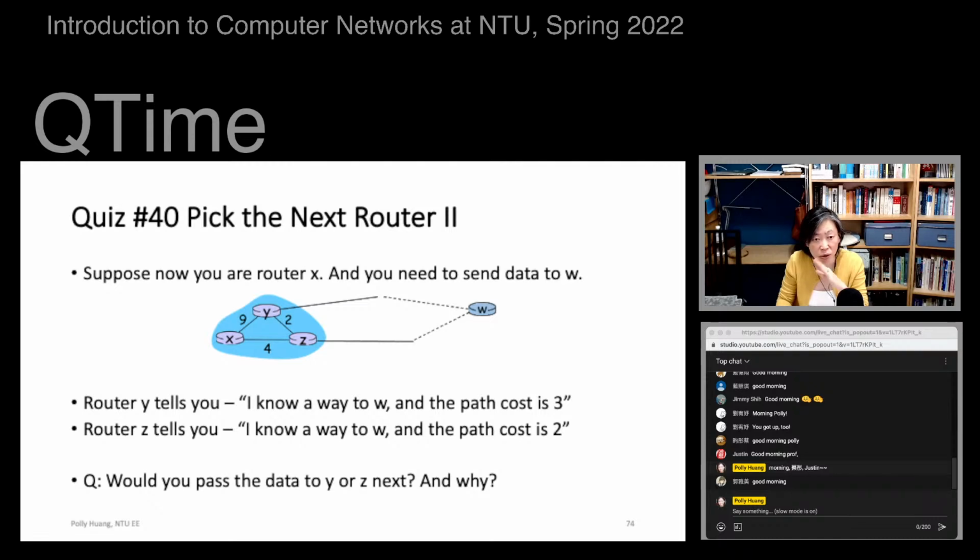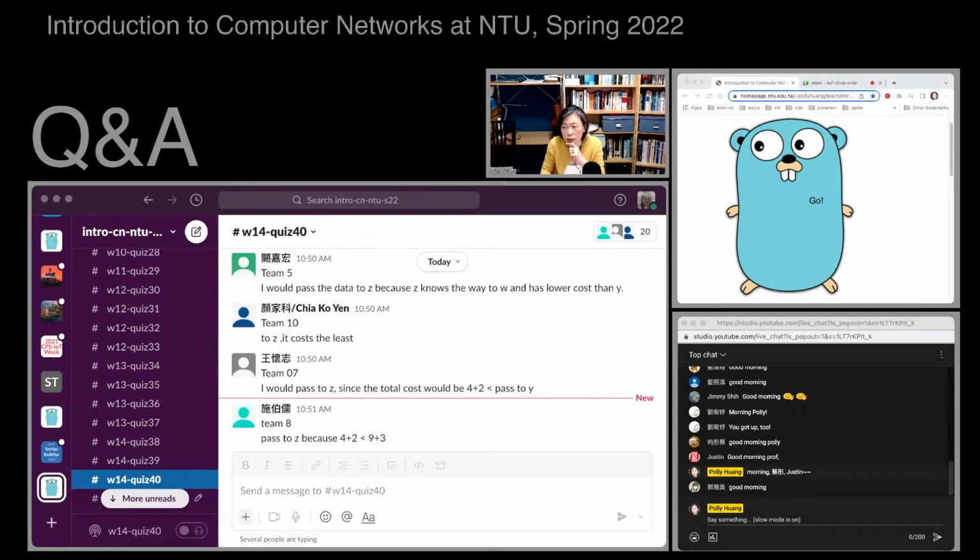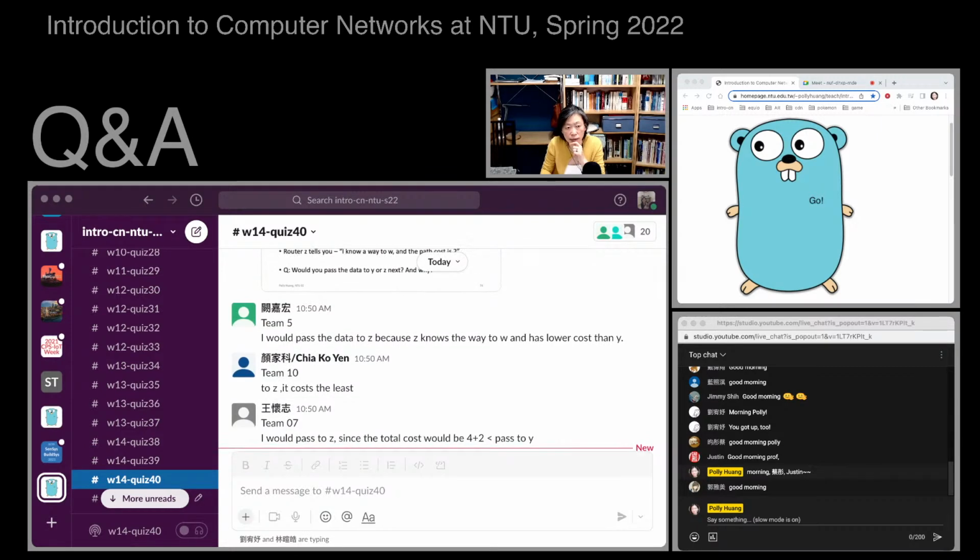So in a way, you all passed quiz 39 because you tell me why. And from the reason that you make the decision, I see that you assume you know there's the link between Y and Z, and the cost is 2. And of course, let's go to Slack space. And this is W14 quiz 40. Let's see. Team 5 here says, I would pass the data to Z because Z knows a way to W and it has a lower cost than Y.